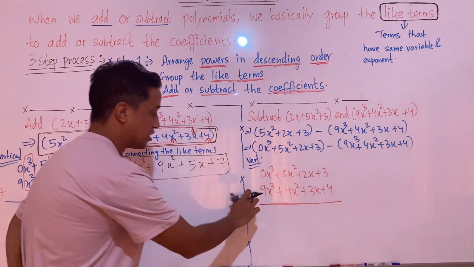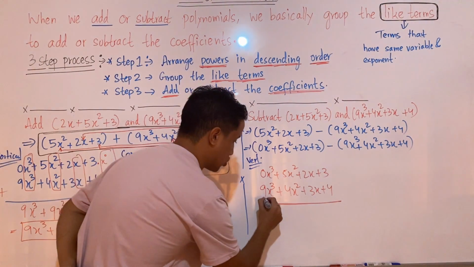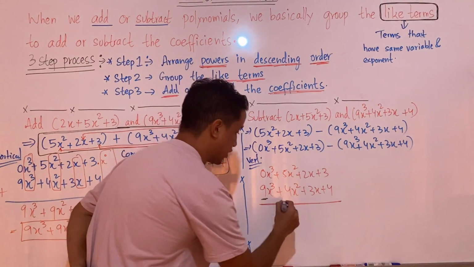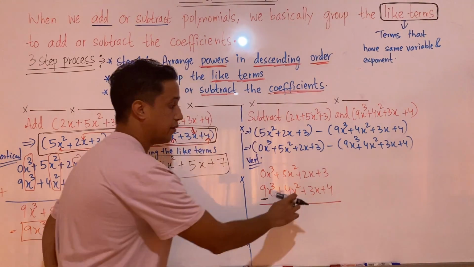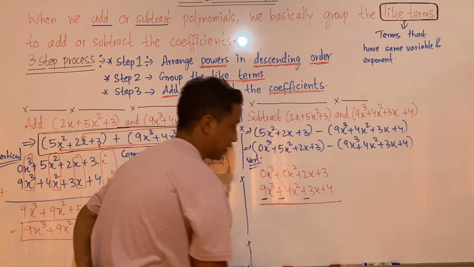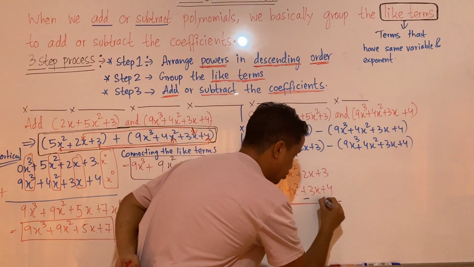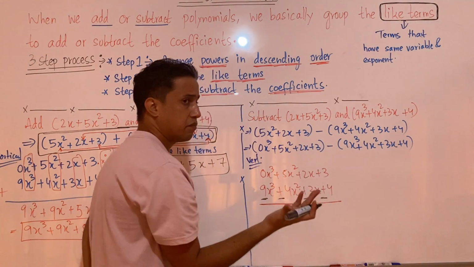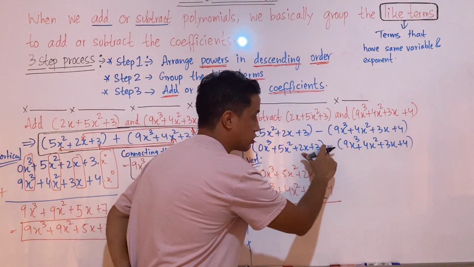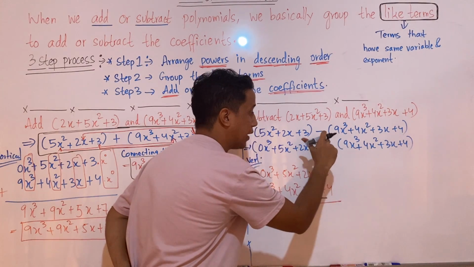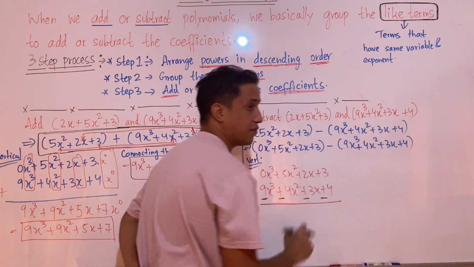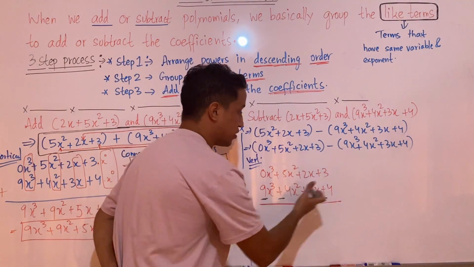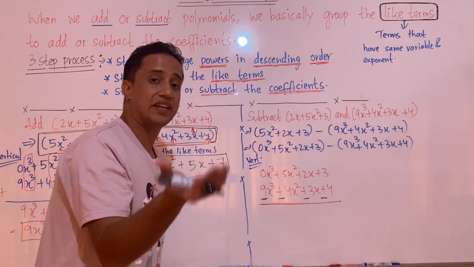What does it mean? This is plus 9, so it will be changed to minus 9. Here I have plus 4, so it will be minus 4. Here plus 3, it will be changed to minus 3. Here plus 4, it will be changed to minus 4. See here, this is nothing. Why? Because when you subtract, it means you multiply this minus with each term of this expression. So all the positive terms will become negative when you multiply them with the negative.